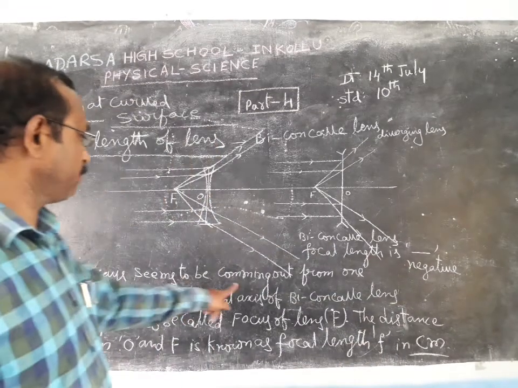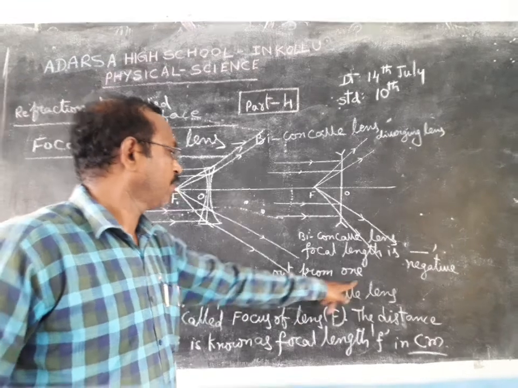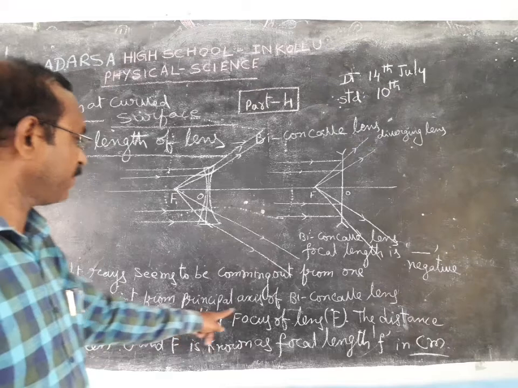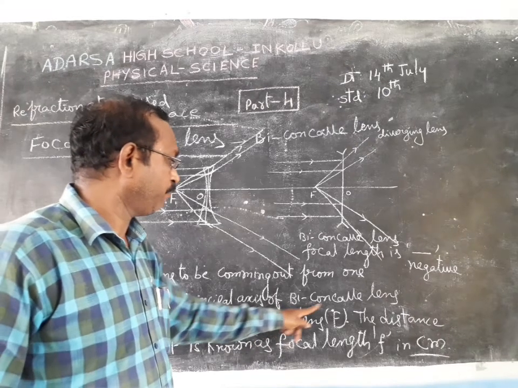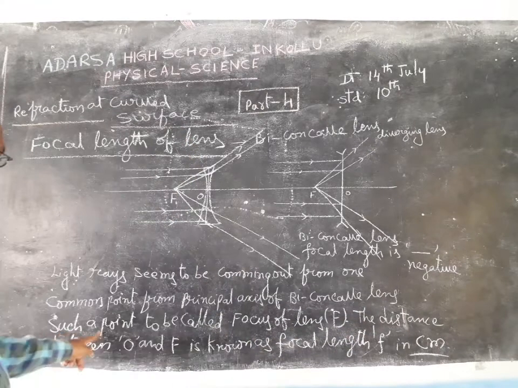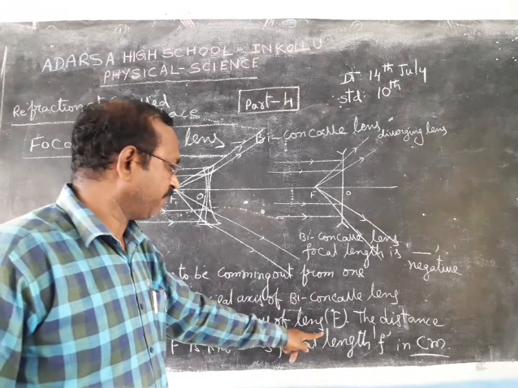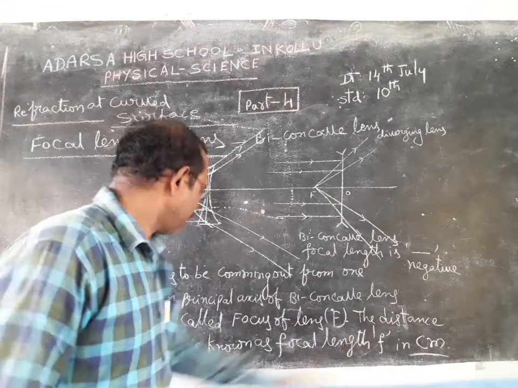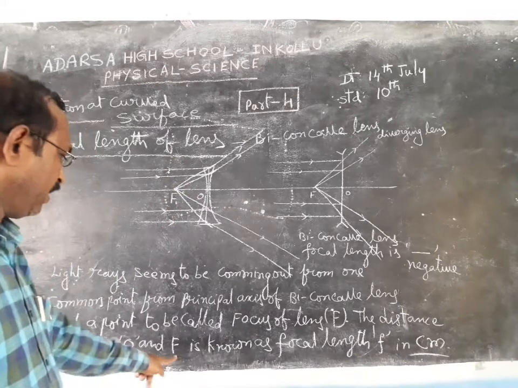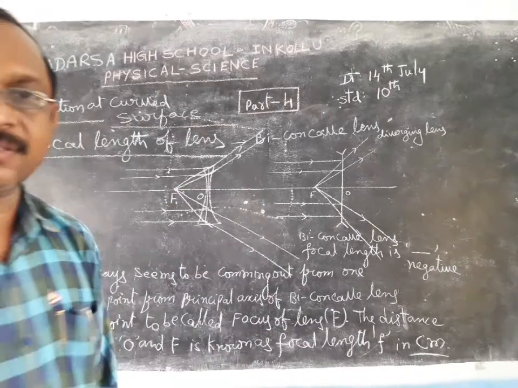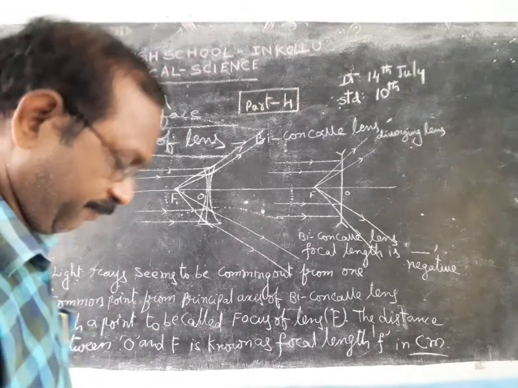Light rays seem to be coming out from one common point on the principal axis of the biconcave lens. Such a point is called the focus of the lens, F. The distance between O and F is known as the focal length. It is measured in centimeters.